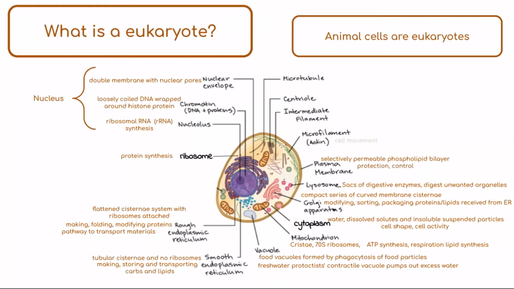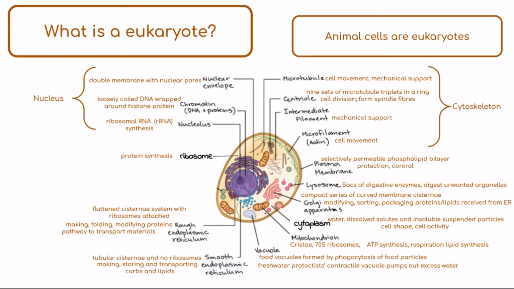You also have microfilaments made of actin which help to aid cell movement, intermediate filaments which provide mechanical support, centrioles which are 9 sets of microtubule triplets in a ring shape and are essential in cell division in the formation of spindle fibers. And then finally we have microtubules, which provide both cell movement and mechanical support. These together form the cytoskeleton, which is not always defined as an organelle, but is still an essential structure in the cell.